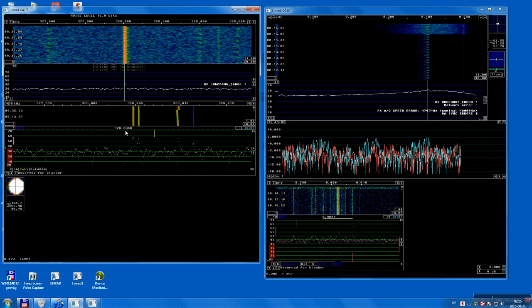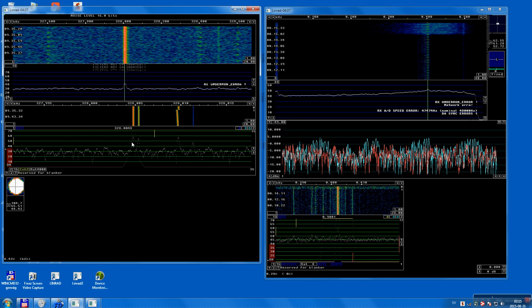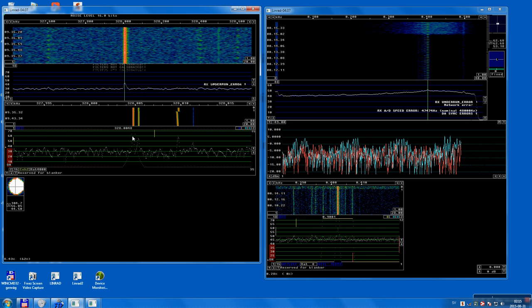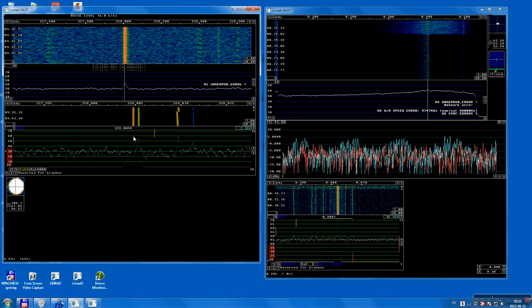Looking at 328, we have several carriers. The strongest one is here. Despite the degradation, it's still about 30 decibels above the noise floor, so it's an easy to find carrier, as you can also see in the waterfall.